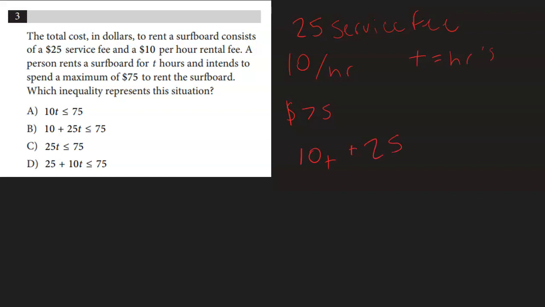And you want to spend at most 75, so you're going to want less than or equal to 75 bucks. Sweet, you got your equation right there. So let's look at the choices. We know this is wrong. It's not going to include the 25. And we know this is wrong because it's not including 10. So we're left with these two. This one, I can see how it tricks you, but they put the variable on 25 and it's supposed to be on 10. So we know B is wrong. 25 plus 10t less than or equal to 75 is the correct answer. So it is D.